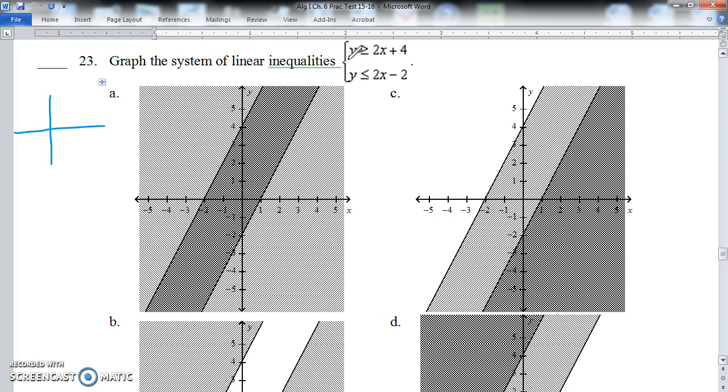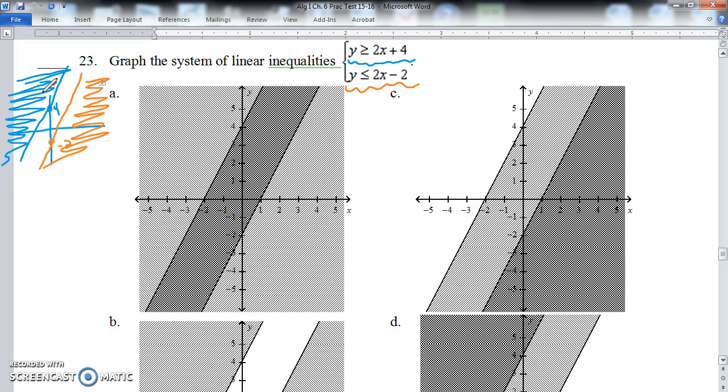We have our first line, y is greater than or equal to 2x plus 4. That's going to roughly look something like this if this were 4 up here. This is greater than, so we would shade above it. Our other line says y is less than or equal to 2x minus 2. So if down here is negative 2, we can sort of draw that line there. And this is less than, so we'll shade below it.